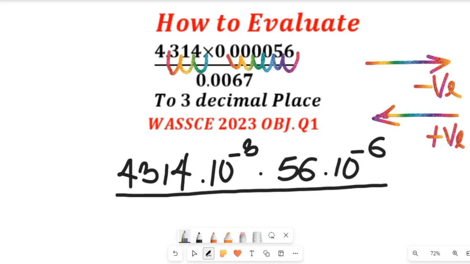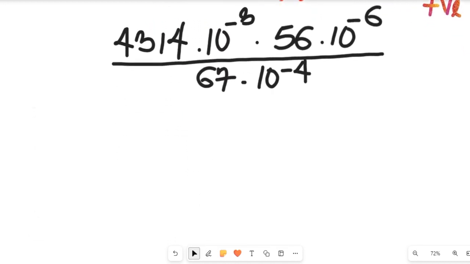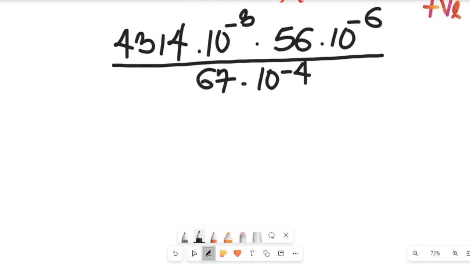So let's shift the last one. We'll have 1, 2, 3, and 4. So that expression will give us 67 multiplied by 10 to the power of negative 4. Great. So having done that, we have separated the numbers from the decimal.